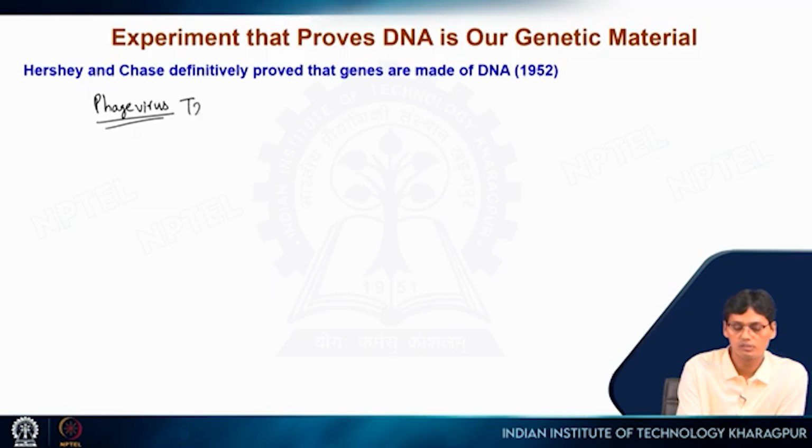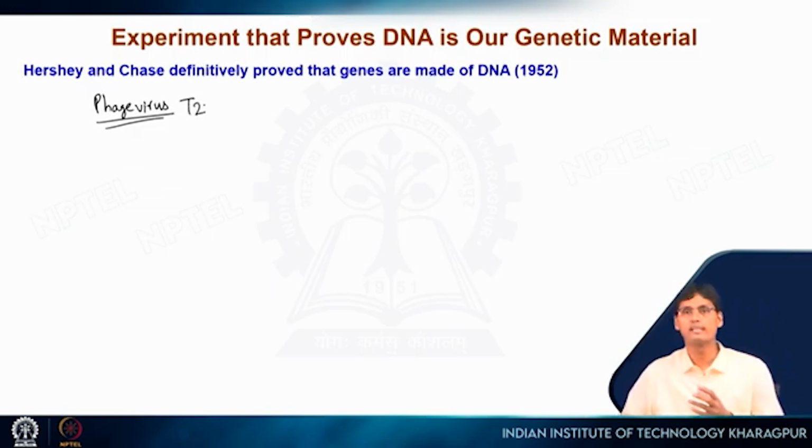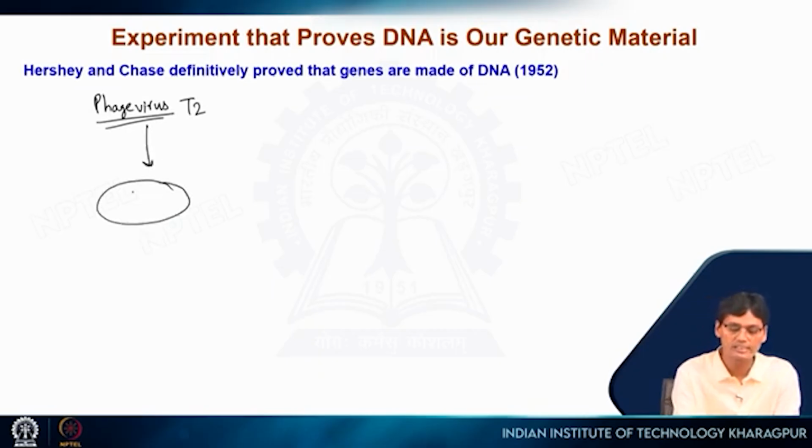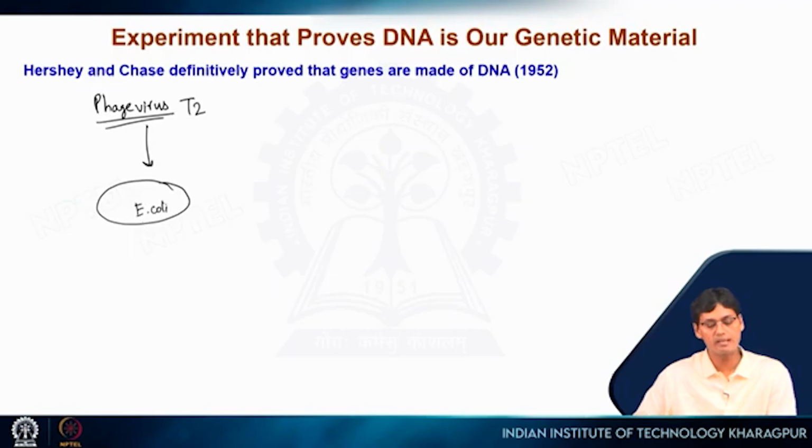T2 is a bacteriophage. Bacteriophage means it kills bacteria. It infects bacteria, for example E. coli. If T2 infects E. coli, then within 40 minutes or 1 hour this virus will multiply inside E. coli and burst the E. coli cell, and millions of T2 phage will be produced. Now, they utilized this system to prove that DNA is our genetic material.